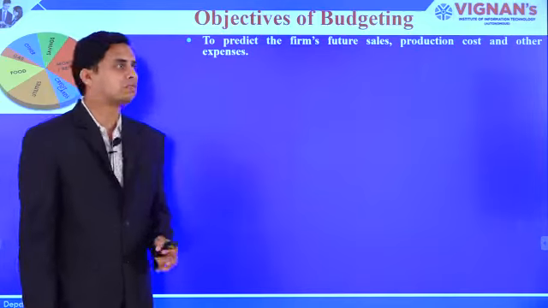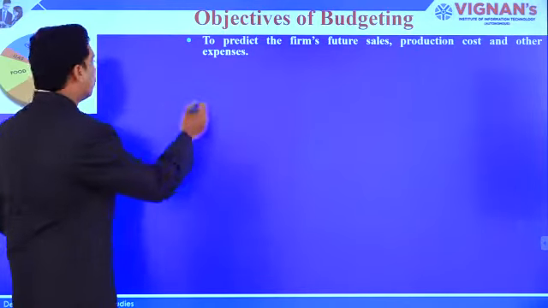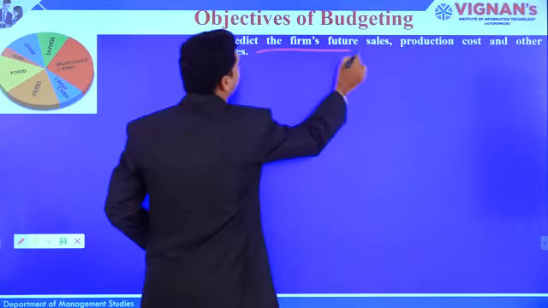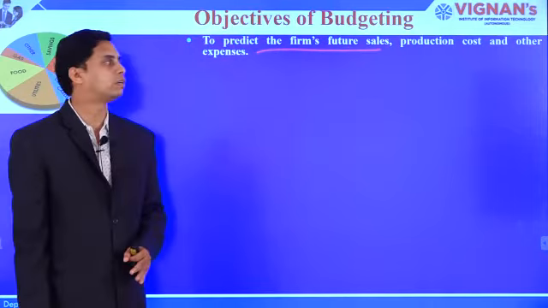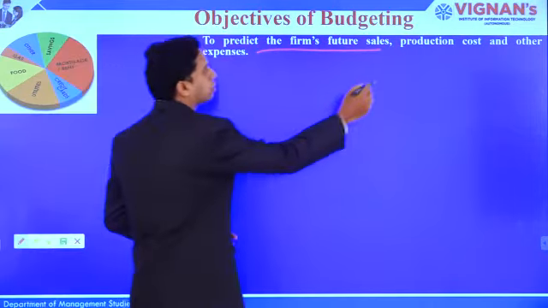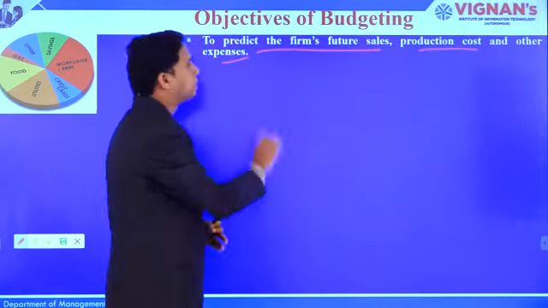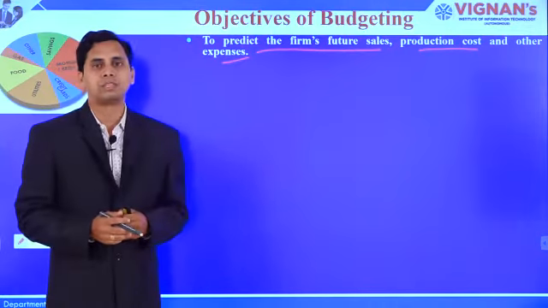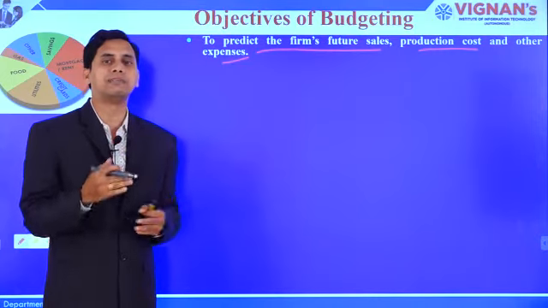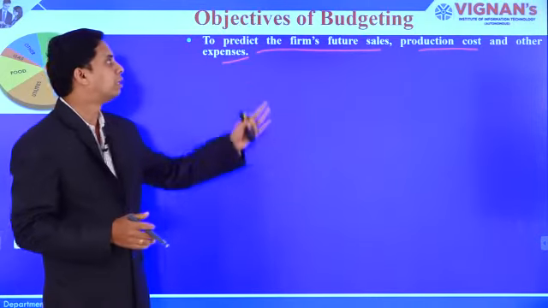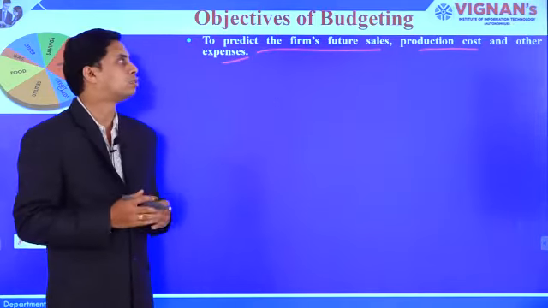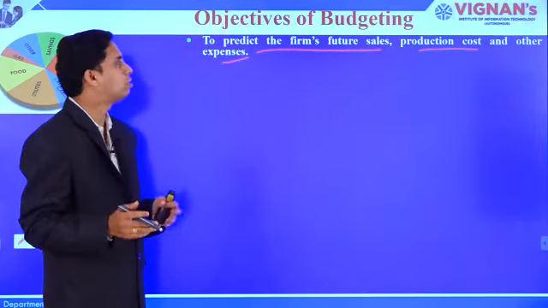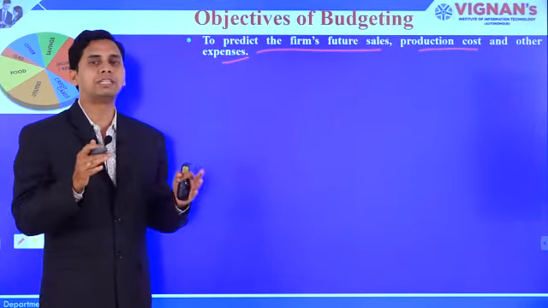Now what are the objectives of budgeting? First, to predict the firm's future sales. How much future sales are we going to generate, and what should be the production cost and other expenses of the business? To predict that, you need to know the budget, how much budget is currently available for us. It will tell you how much sales we can target, and the production cost and other expenses should be based on the budget you have.